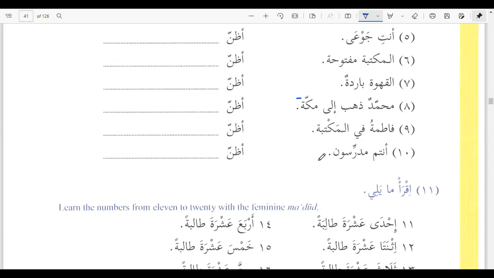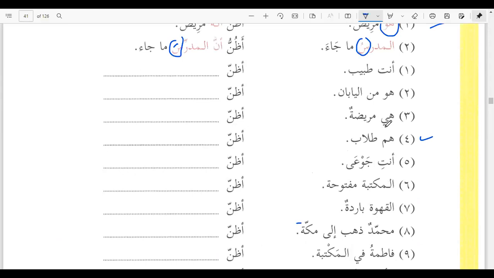Rifat. Is she there? Rifat Nadeem, you open your mic. Assalamu alaikum wa rahmatullahi wa barakatuh. Wa alaikum assalam wa rahmatullahi wa barakatuh. You do this one, please. Yes, sir.